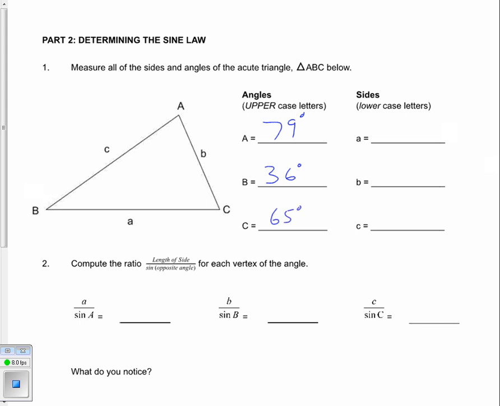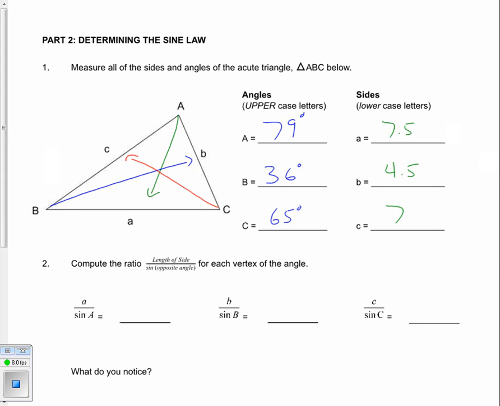If I then measure the length of all of the sides, the side across from A, so here's angle A, is little a, and little a is approximately 7.5 centimeters. The side across from B, so here's angle B, is approximately 4.5 centimeters. And the side length across from angle C is approximately 7 centimeters.